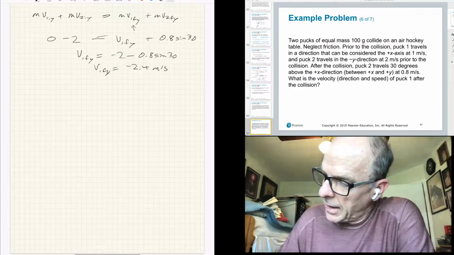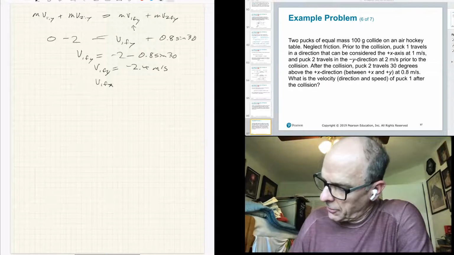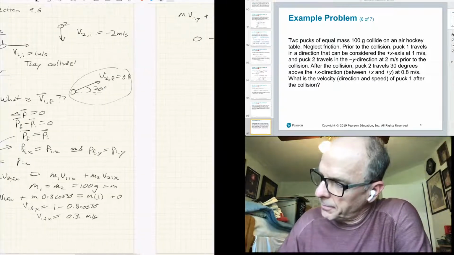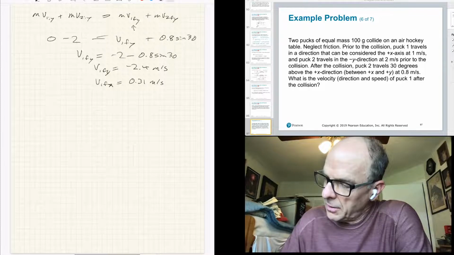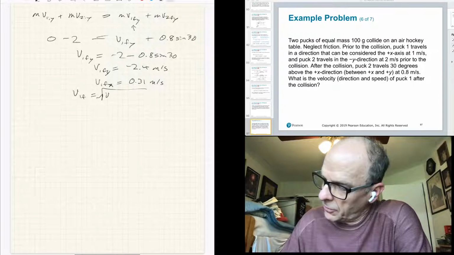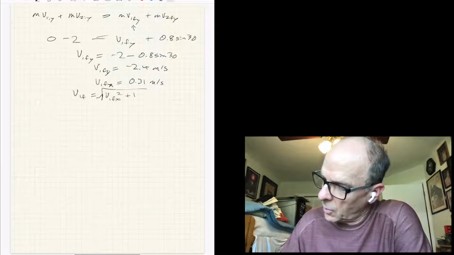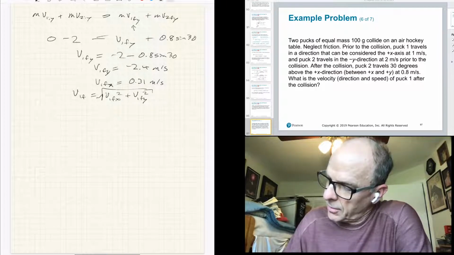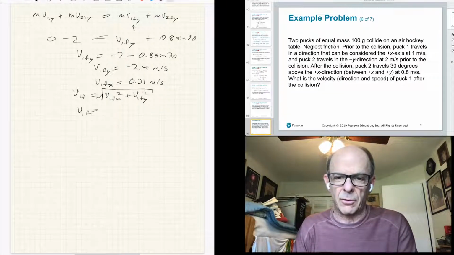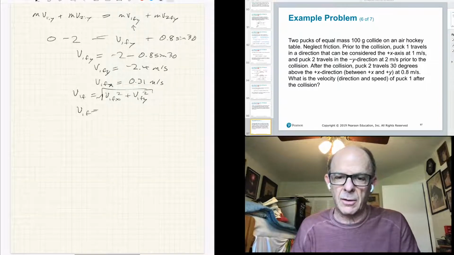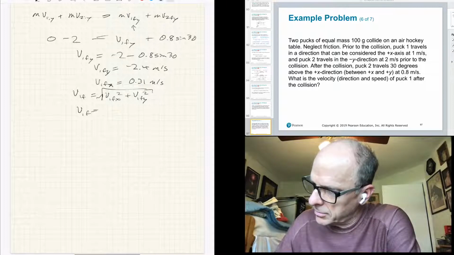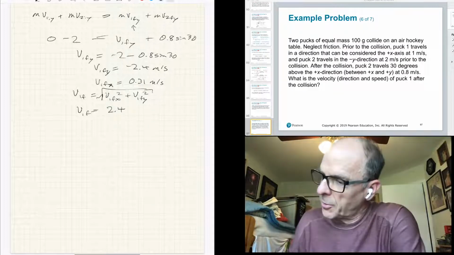v1fy, and v1fx from the previous page was 0.31 meters per second, positive. The total speed, v1f, is the square root of v1fx squared plus v1fy squared. So v1f is the square root of the square of those two numbers, 2.4 squared plus 0.31 squared, and it's 2.42 meters per second, just a hair bigger.